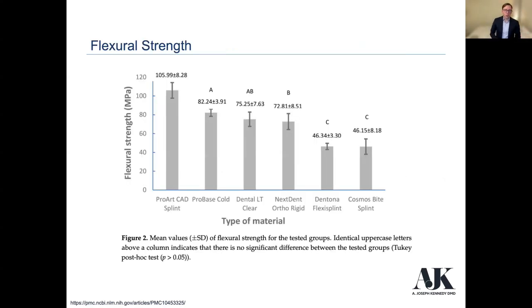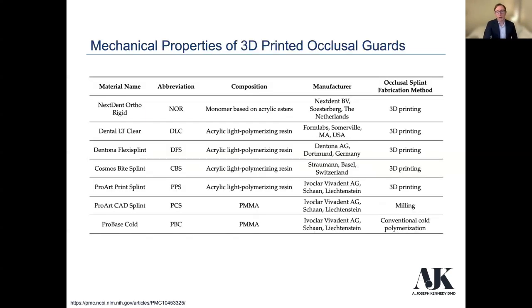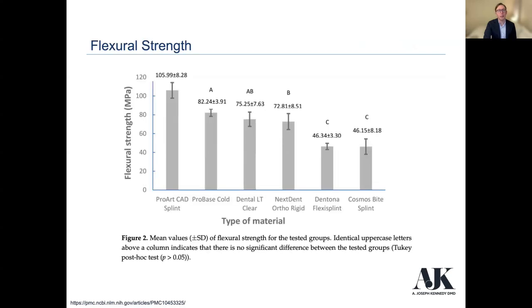So when you look at this graph, we're looking at flexural strength, which is extremely important in this type of appliance. And you can see that the ProArt CAD splint, which is the milled PMMA, ends up having the greatest or highest flexural strength in megapascals. So that one takes the cake. I think many of us may know this already, that milled or pre-polymerized PMMA is actually the strongest way to have PMMA. Now, the more conventional ways, like Pro Base Cold, which is conventional PMMA, is pretty strong too, but it's not as strong as that pre-polymerized PMMA.